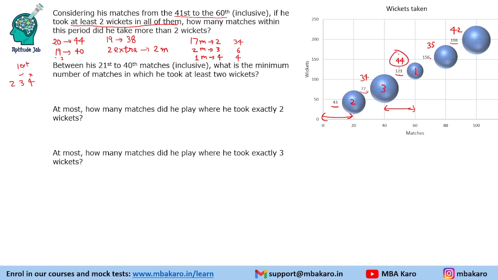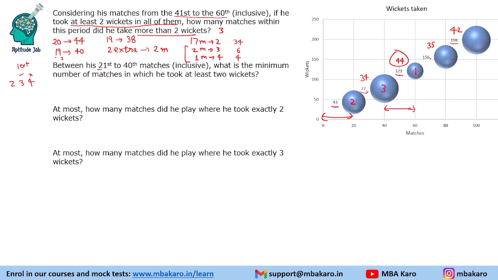So 44 is matching. It is asking how many times he took more than 2 wickets. So in 3 matches he took more than 2 wickets. So in 17 matches he took 2 wickets, and in 3 matches he took more than 2 wickets. Now let's see the next question.